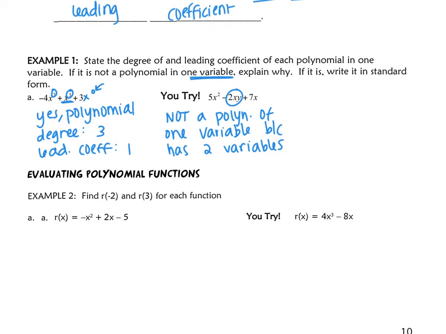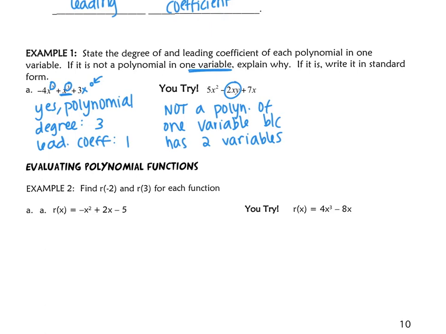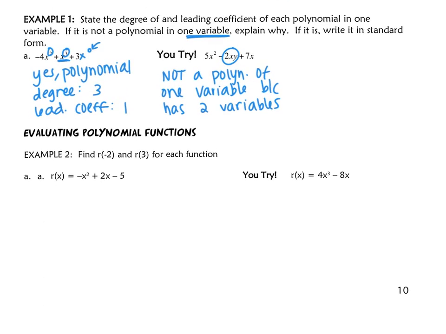Moving on, we're going to talk about evaluating polynomial functions. So this, I believe you have seen before. Find r of -2 and r of 3 for each function. So let's review this notation. What's in parentheses is what you're plugging in for x. So r of -2 is saying plug in -2 for x. So r of -2, any place I see an x, I'm going to plug in a -2. Being careful here, I have (-2) squared, so that's like x squared, plus 2. In place of x, I'm going to put a negative 2.